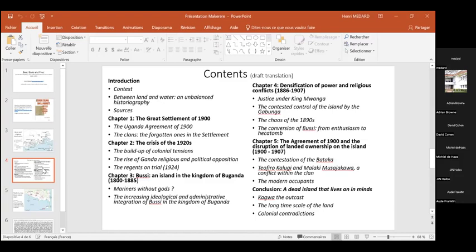So the first question is to understand what status the islands have, what is the relation between the islands and the Buganda mainland? Then I focus more on when King Mwanga comes to power and the very quick changes during the reign of Mwanga, especially since Mwanga was going to raid Bussi Island in 1886 and chase all the chiefs. And so there's a very important moment for the history of the island in 1886.